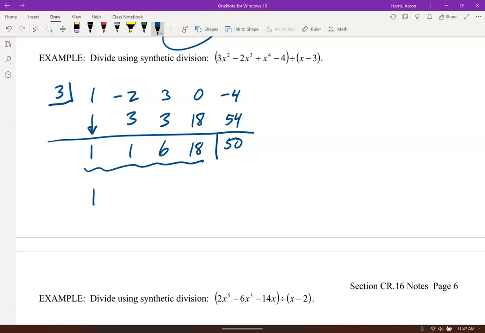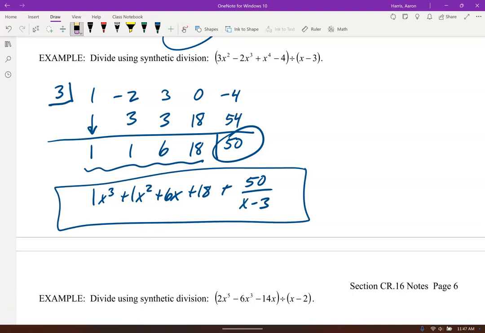So it's 1 degree less than I started with: x to the 3rd plus 1x squared plus 6x plus 18, plus, here's my remainder, 50 over my divisor, x minus 3. And of course we don't need to write the 1s.